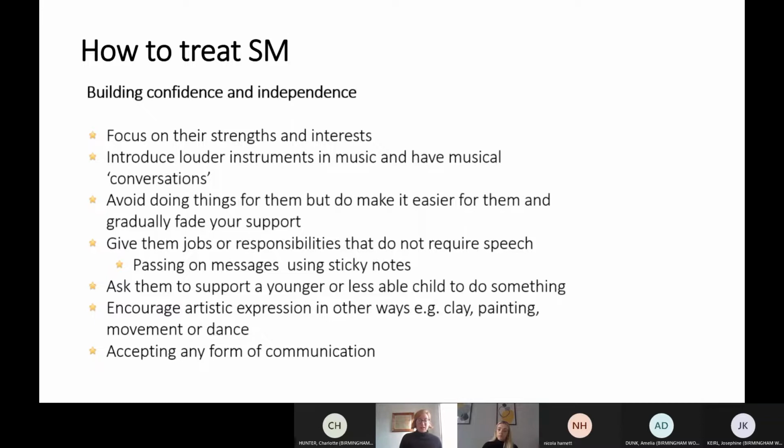Maybe they could support a younger or less able child to do something, again in a non-verbal way, encouraging friendships and things where they can feel empowered. Artistic expression, and always accepting any form of communication, so that we're not putting any pressure on them to speak. If they put their hand up, or if they use a Makaton sign or point to a symbol, that's absolutely fine.